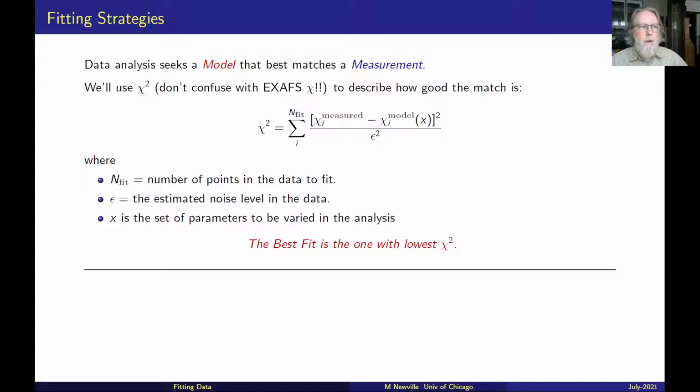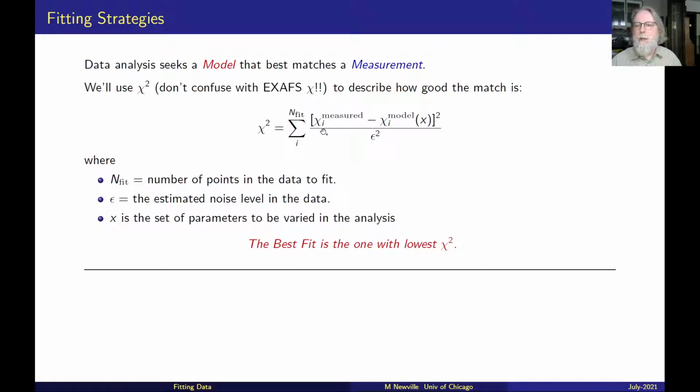And we want to adjust those parameters, R and sigma squared and so on, to best match our measurement. So what do we mean by best match? Well, we use the chi-square statistic. Unfortunately, chi-square is the common term used in statistics. It's not to be confused with the XAFS chi, that describes how good a match is to data.